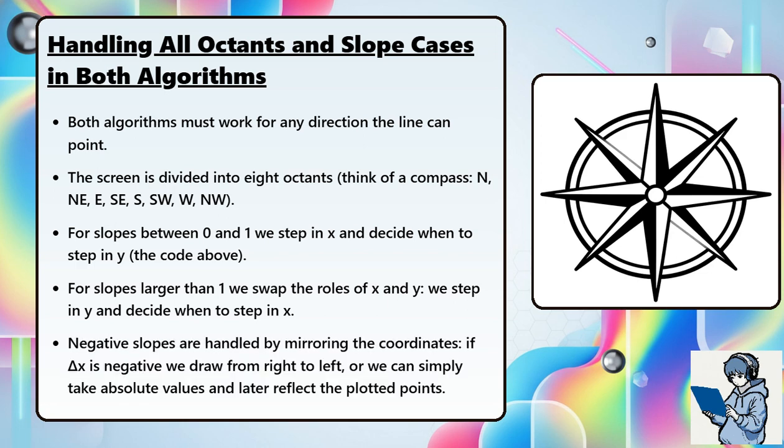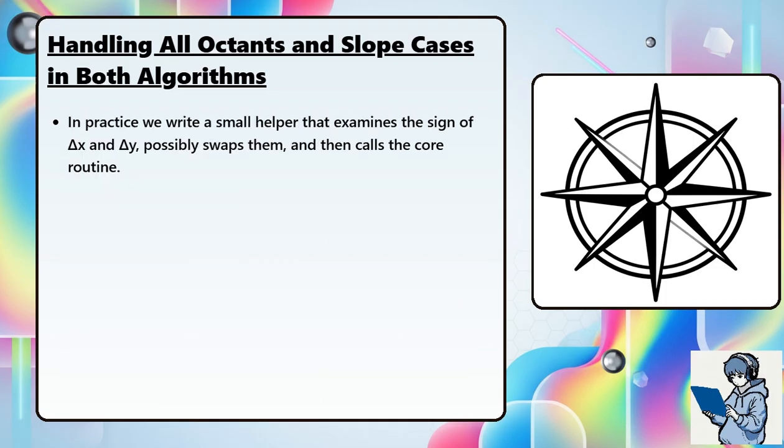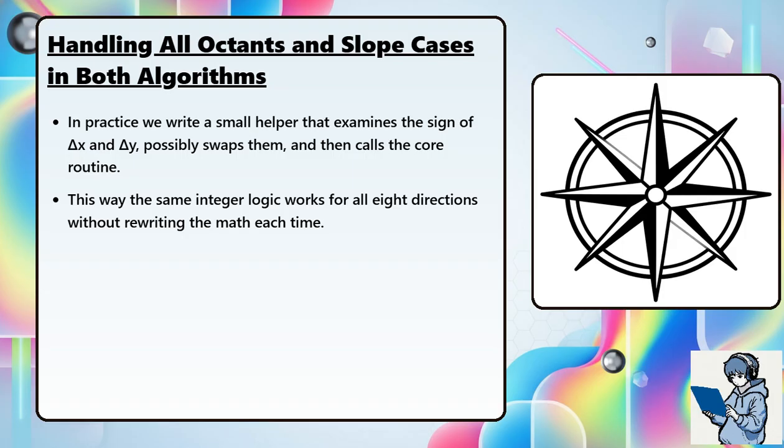If delta X is negative, we draw from right to left, or we can simply take absolute values and later reflect the plotted points. In practice, we write a small helper that examines the sign of delta X and delta Y, possibly swaps them, and then calls the core routine. This way, the same integer logic works for all 8 directions, without rewriting the math each time.